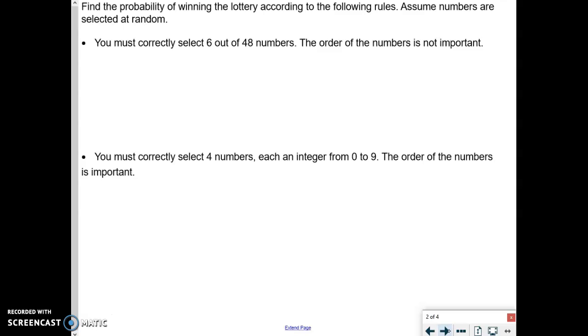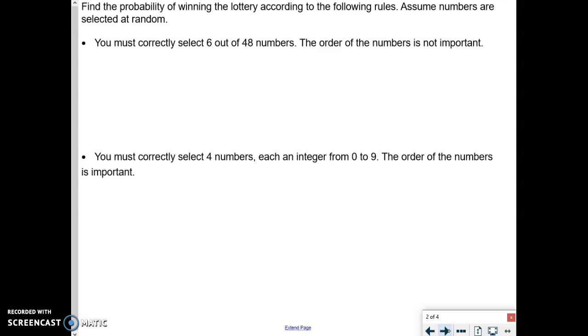So here's one that's probably more famous than any of the others, and that's when you play a lottery. Here I have 2 scenarios that we're going to take a look at. And in these scenarios, what we're looking for is the total outcomes that we would have in any given situation. And then on top of that, we're looking for the total successes that will help us find our probability.